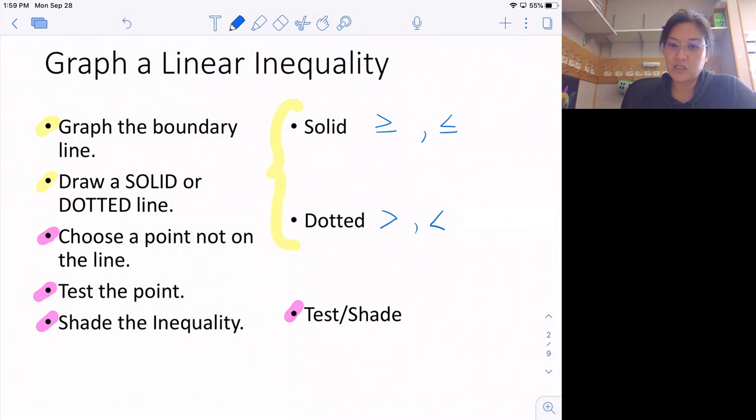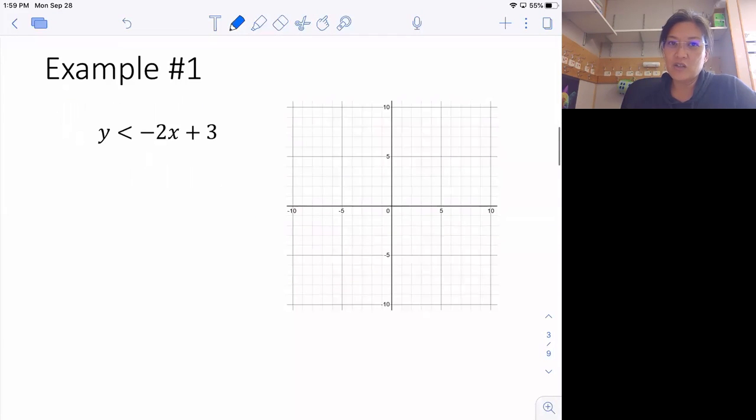So let's look at an example. Now again, could you have paused the notes and written everything down if you needed to? Absolutely. All right, so y is less than negative 2x plus 3.